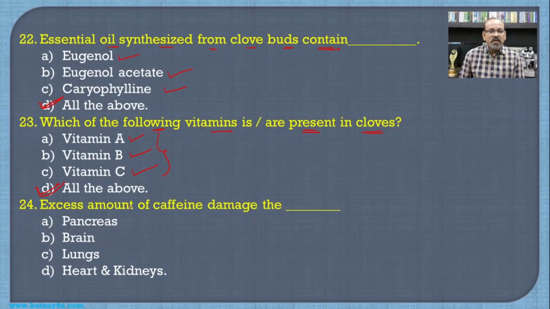Then, excess amount of caffeine damages the, if we intake coffee or caffeine in an excessive amount. In such a situation, there may be an adverse effect on the health of human beings. So basically, if you see the effect of caffeine, it adversely affects the heart and the kidneys, and hence heart and kidney is the answer for this question.